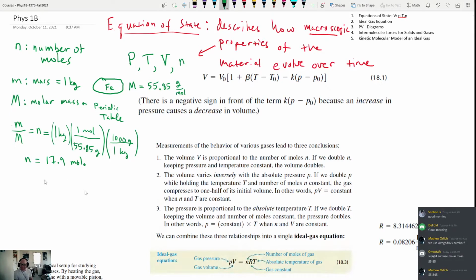Matthew mentioned Avogadro's number. We might as well mention that too. So Avogadro's number is 6. I think we talked about this at least once in this class, right? And the units for this one are the number of atoms per mole. So if you take this number of moles and multiply by Avogadro's number, that gives you the number of atoms of the substance that you have.